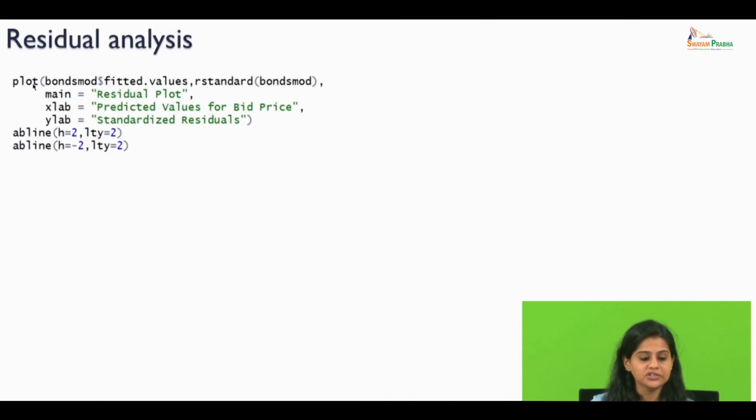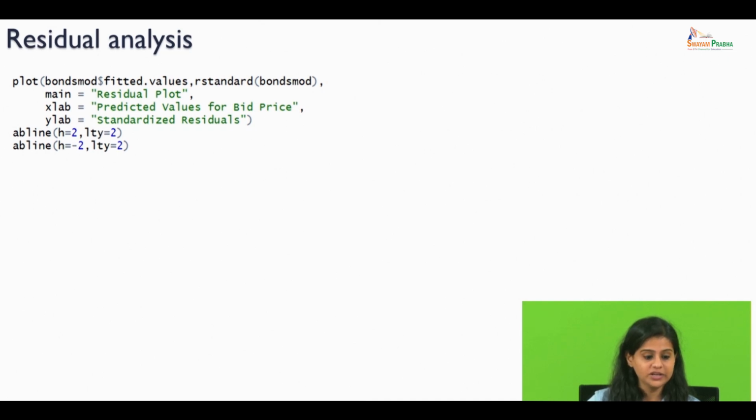So you can see a plot function on the left hand side. For the residual plot, I am going to plot fitted values on the x-axis and the standardized residual from the model we built. We built a linear model called bond's mod, and we are going to calculate the standardized residuals for it. So that becomes my y. I am also giving a title, like I earlier said. The title for this plot is residual plot, and my x label is nothing but predicted values for bid price. Similarly, my y label is standardized residual.